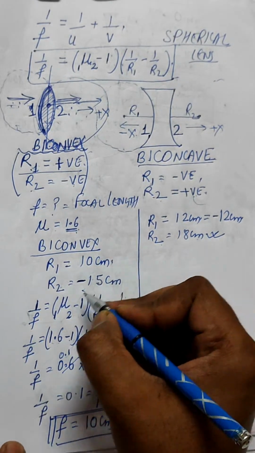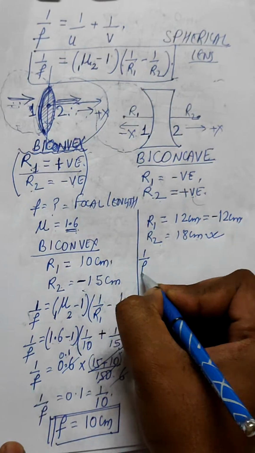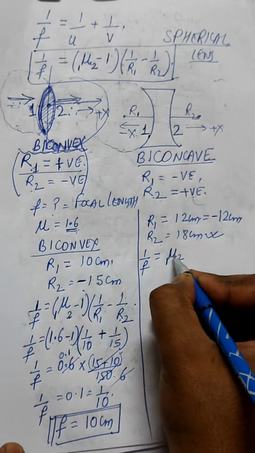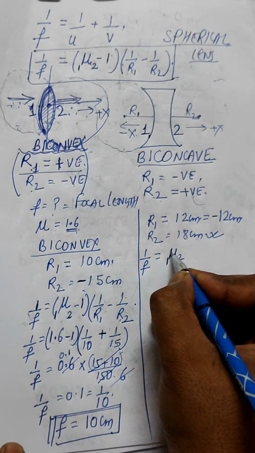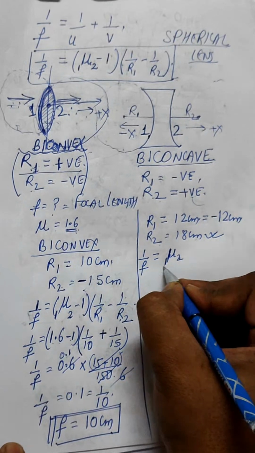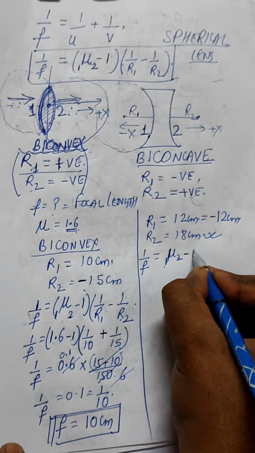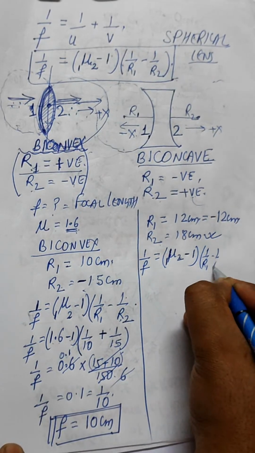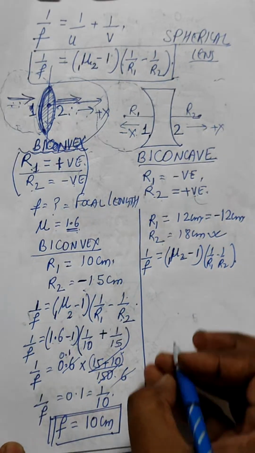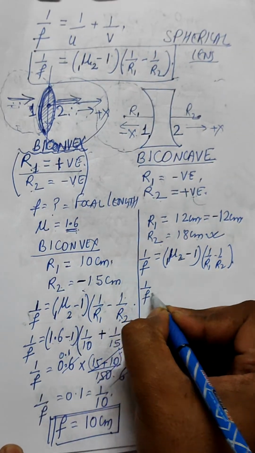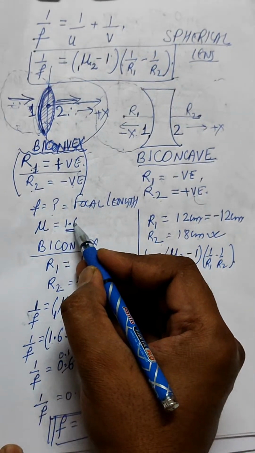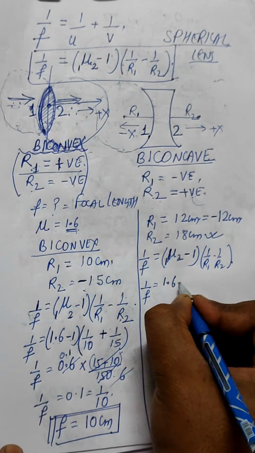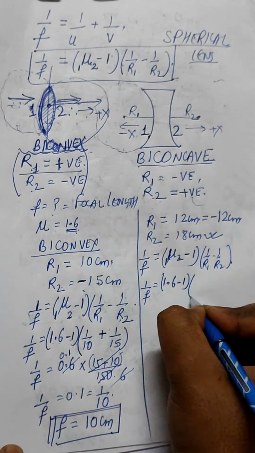Now we use this formula to calculate the focal length. 1 by f equal to mu 2 1, the refractive index of medium 2 with respect to medium 1, minus 1, into 1 by R1 minus 1 by R2, right? This will give you 1 by f equal to, the value of mu is 1.6 for both the cases as given in the question. So it's 1.6 minus 1 and 1 by R1.